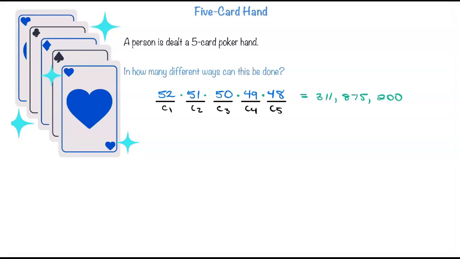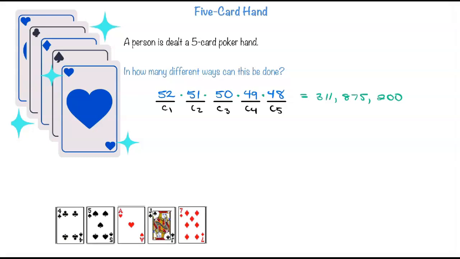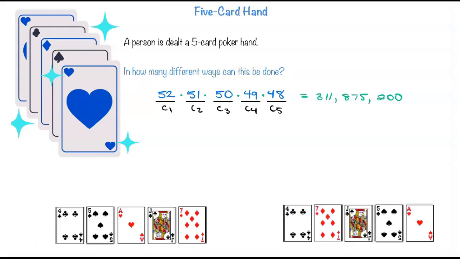But there's just one problem here. Suppose these are the 5 cards you're dealt: a 4 of clubs, 5 of spades, ace of hearts, jack of clubs, and a 7 of diamonds. When you're handed the cards, you can shuffle them around however you want. In other words, this is exactly the same hand as if you were given the 4 of clubs first, then the 7 of diamonds, Jack of clubs, 5 of spades, and last the Ace of hearts.